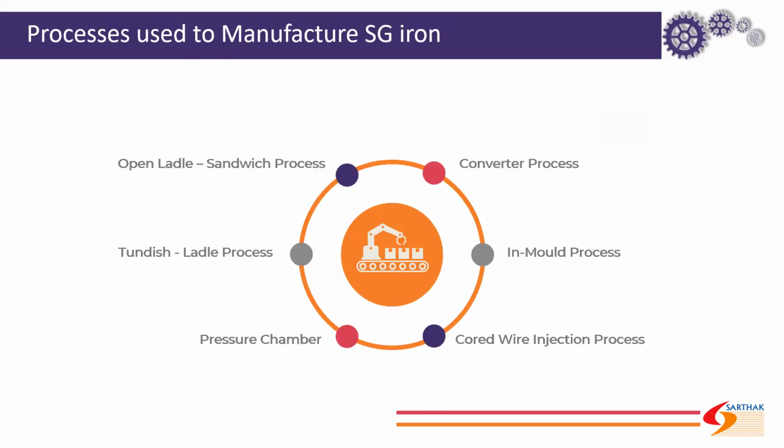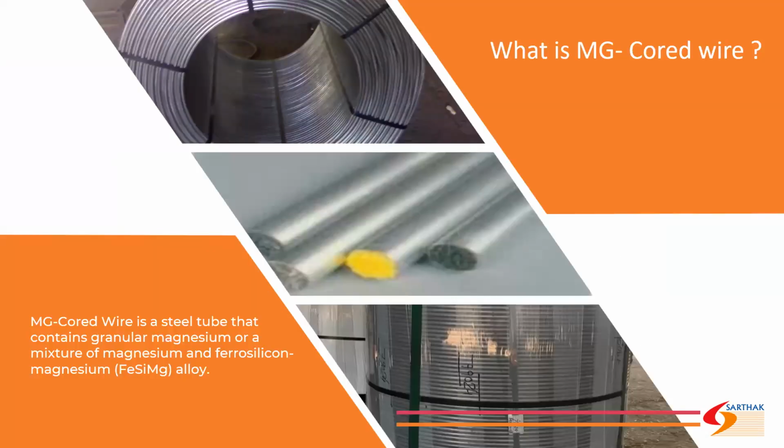So we are going to the ductile iron production. When we go for ductile iron production, we are using a lot of methods to manufacture ductile iron. You know, the open ladle sandwich process, tundish ladle process, pressure chambers in which you use magnesium, converter process, then in-mold process, and then core wire injection process. These are the processes commonly used to manufacture ductile iron. So what is an Mg core wire? We go to the topic.